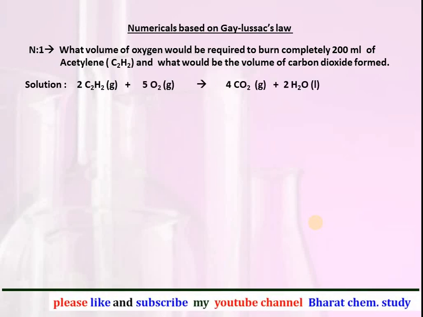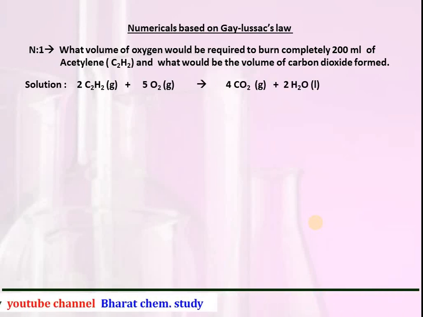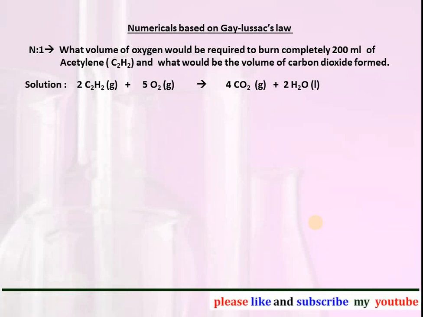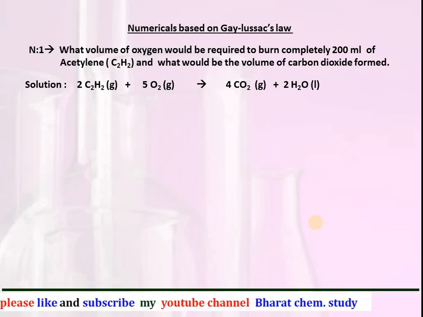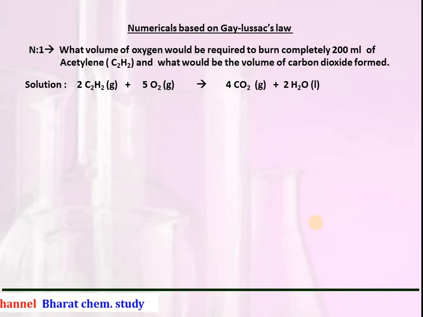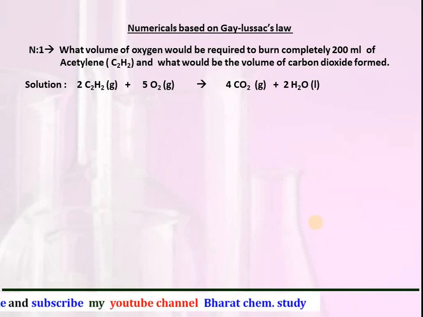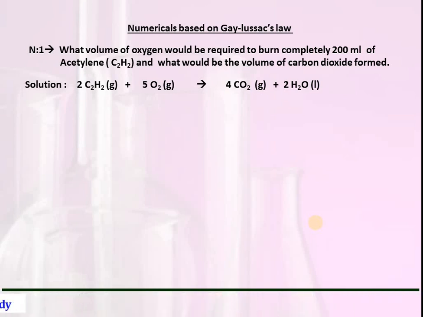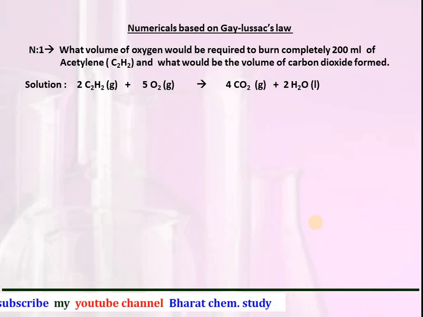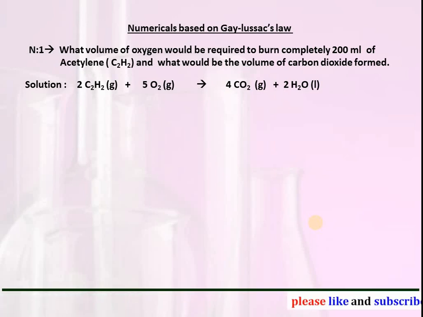Solution. The equation can be written as this one, and whenever we write an equation ourselves or an equation is given, always check whether the equation is balanced or not. If the equation is not balanced, you will not be able to do the numerical correctly. So on balancing the equation, we found that 2 molecules of C2H2, that is acetylene, combine with 5 molecules of oxygen to give 4 molecules of carbon dioxide and 2 molecules of water in liquid form. When water is in liquid form, the volume of water is not counted.